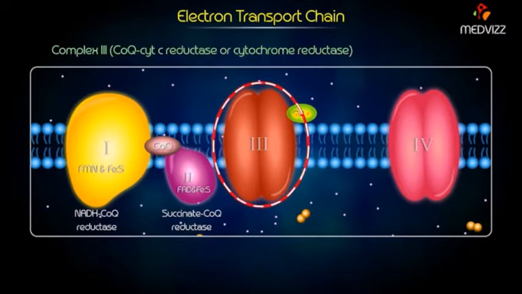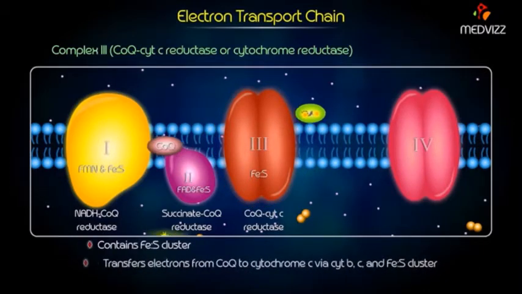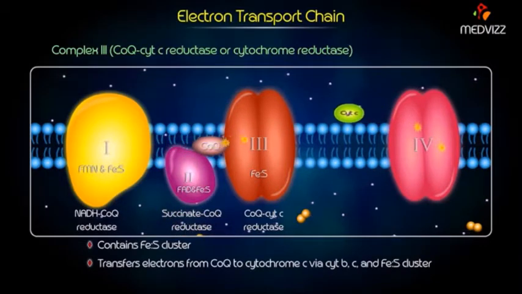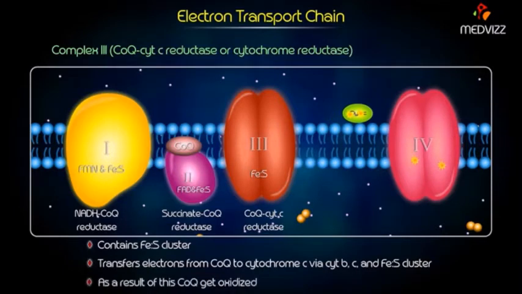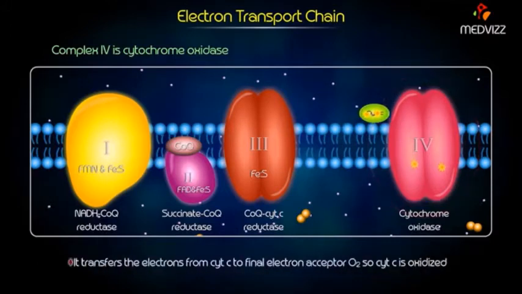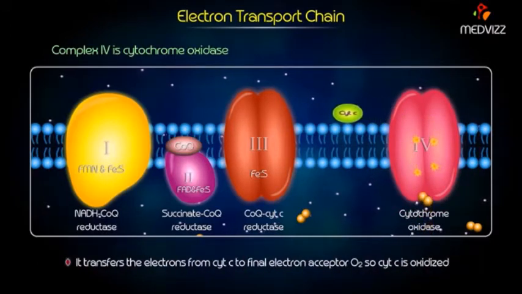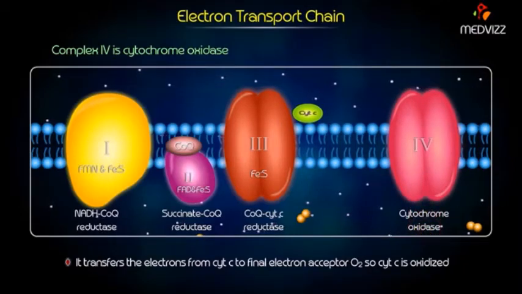Complex 3 is coenzyme Q cytochrome C reductase, or cytochrome reductase. It also contains iron-sulfur cluster. Complex 3 transfers electrons from coenzyme Q to cytochrome C via cytochrome B, C, and iron-sulfur cluster. As a result of this, coenzyme Q gets oxidized. Complex 4 is cytochrome oxidase. It transfers electrons from cytochrome C to the final electron acceptor, oxygen. Hence, cytochrome C is oxidized.